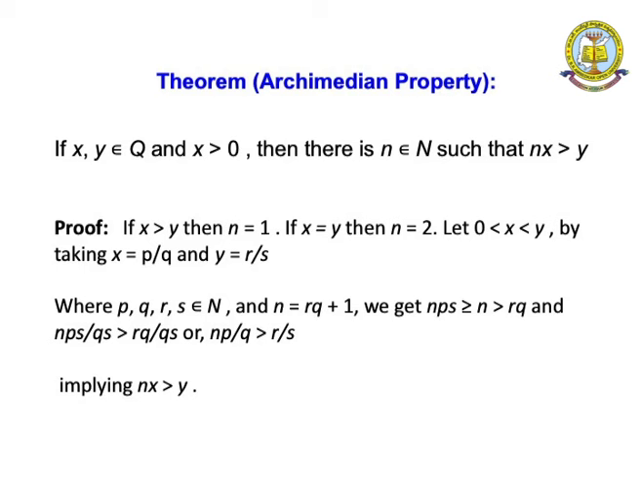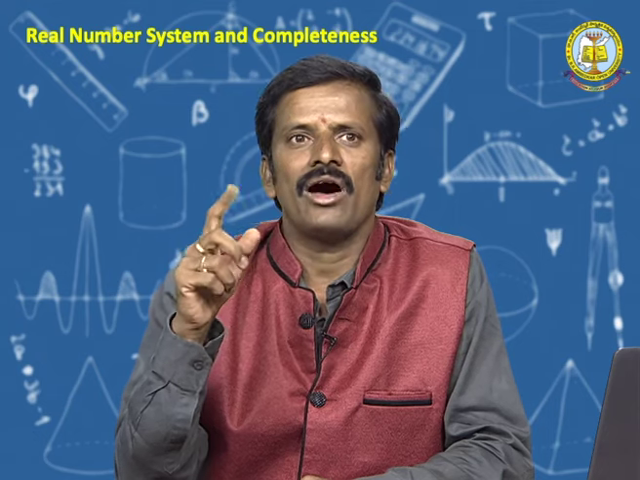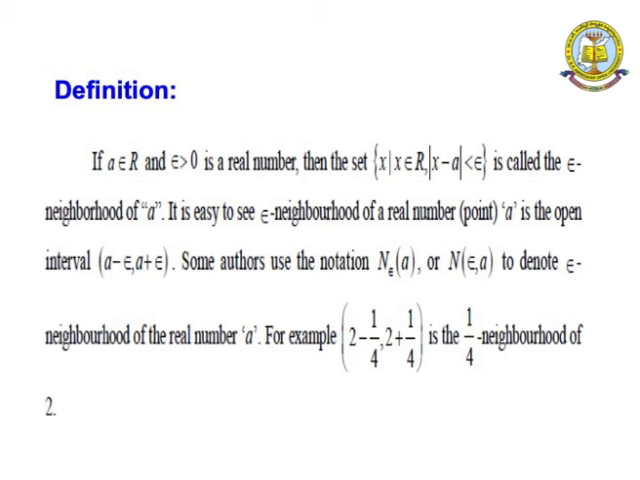It is easy to see that the epsilon neighborhood of a point a in the real number system is the open interval a minus epsilon comma a plus epsilon. So instead of writing mod of x minus a less than epsilon, you can simply write the open interval a minus epsilon to a plus epsilon. The notation is N epsilon of a, or N of epsilon comma a. For example, if 2 is the point, I write the open interval 2 minus 1 by 4 comma 2 plus 1 by 4. This is the 1 by 4 neighborhood of 2.